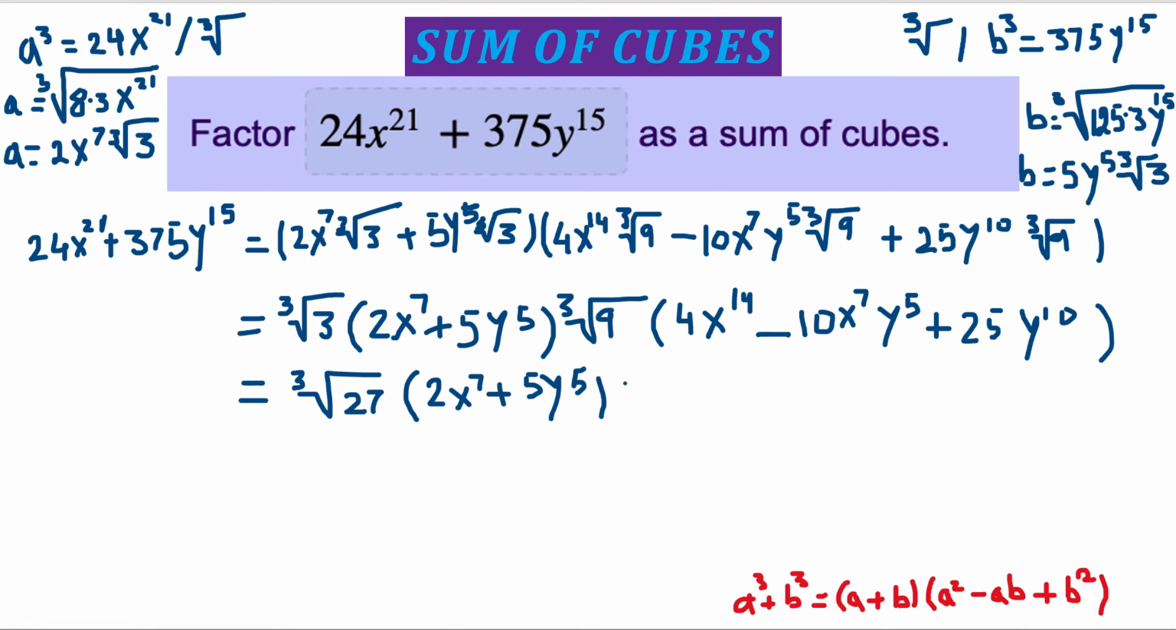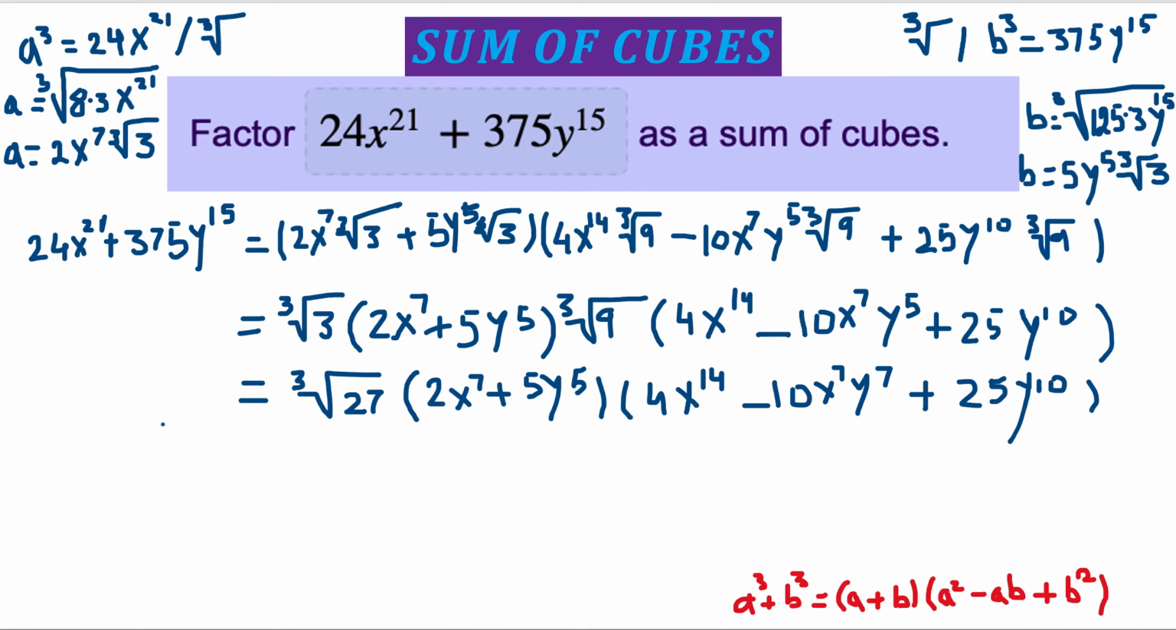And we can come to this 4x to the 14 minus 10x to the 7 y to the 5. So I'm just rewriting because here I don't have any other operation to do. Just I am rewriting everything. y to the 10. So this is y.